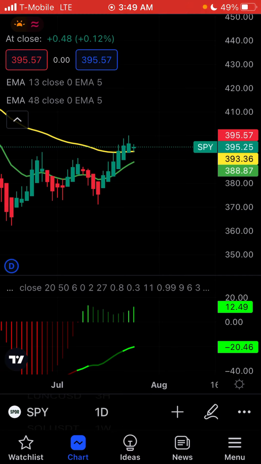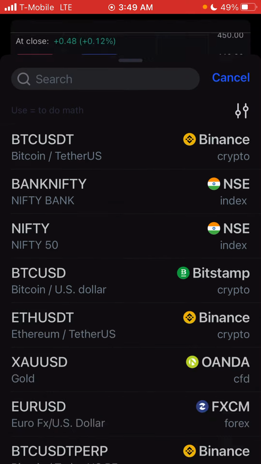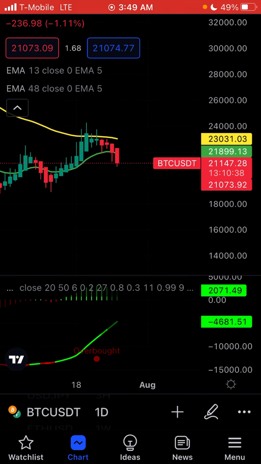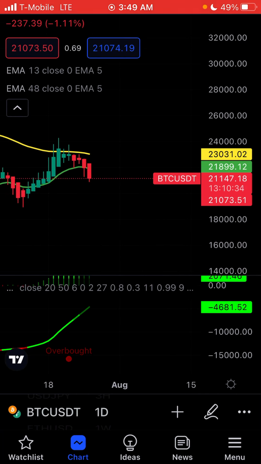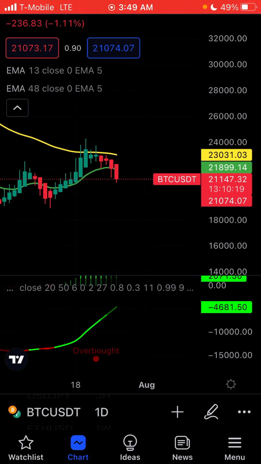Now, let's look real quick. I'm going to get out of SPY, and I'm going to show you a crypto. We're going to do Bitcoin, and we're going to see where Bitcoin's going. We're going to do the same principles here. We see the EMAs, and it's pretty close to the stock market, but it looks like Bitcoin is going down, in my opinion, because the bottom EMA there is curving down.